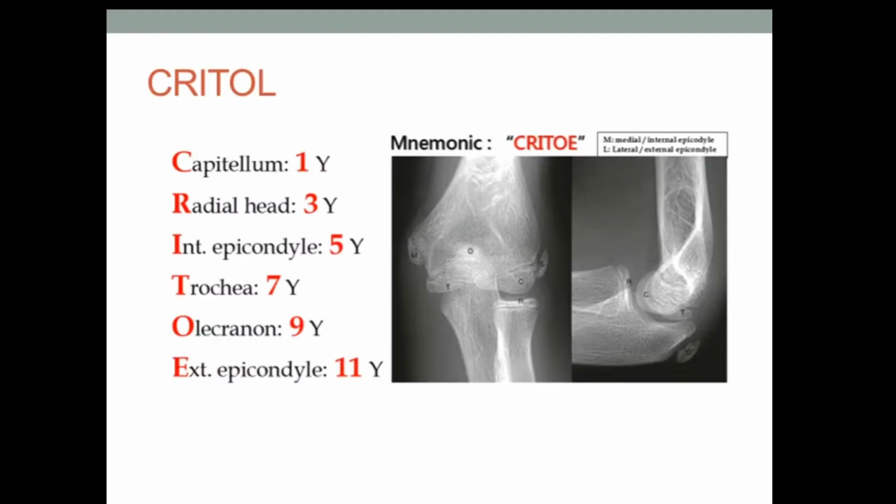For example, if you can't see a radial head ossification center, then you'd be concerned that either it has been fractured and displaced and is hiding somewhere, or potentially the order of ossification centers is slightly different in this child.